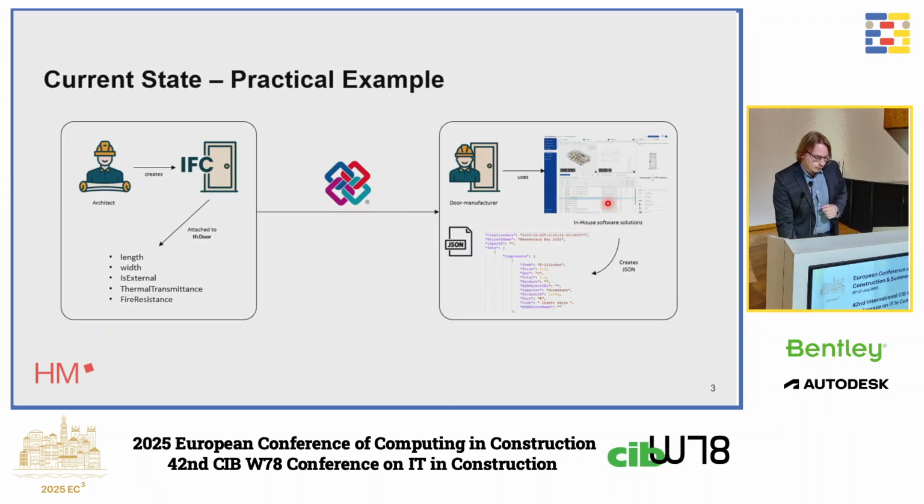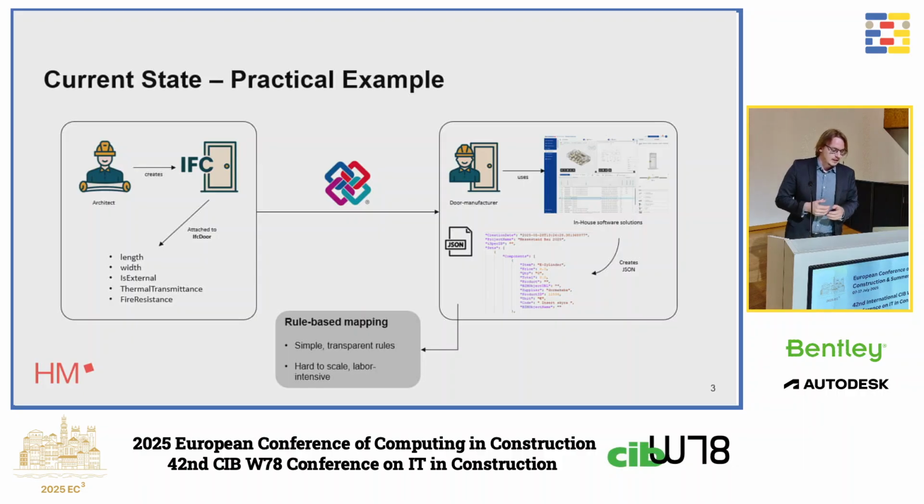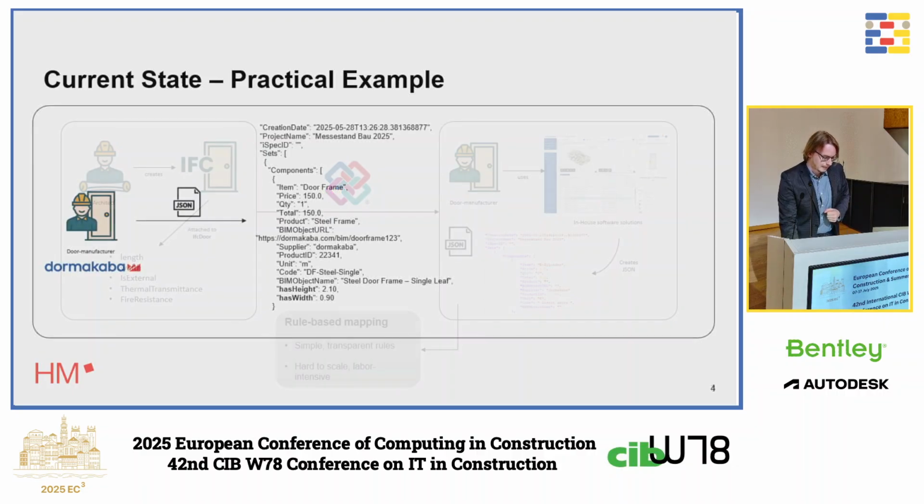They generate a JSON and they start to attach their different components to the IFC file. They are not altering or modifying the IFC file itself, but instead they are generating the JSON which stores this data. To make this a little bit simpler, they tried rule-based mapping, with very simple and very transparent rules, but the problem in practice was that it was very hard to scale and very labor intensive. So that was not the solution to streamline this process.